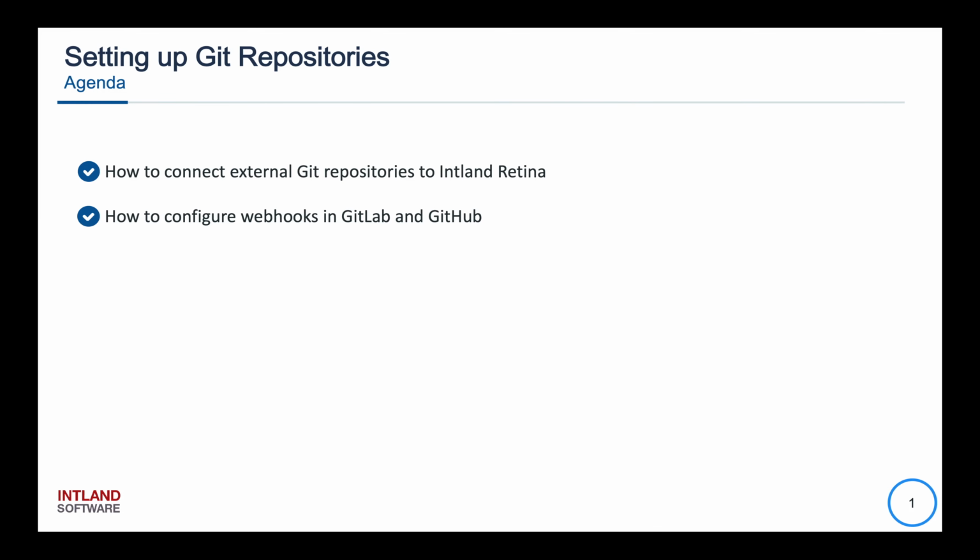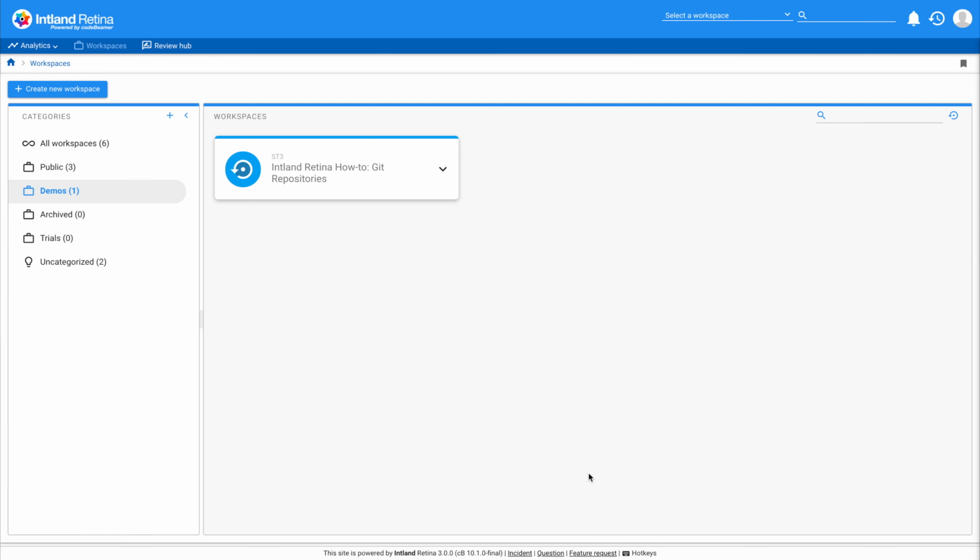In this video, I'm going to show you how you can work with Git repositories in Intland Retina. I'm going to walk you through how to connect external Git repositories to Intland Retina and how to configure webhooks in GitLab and GitHub. I'm already in Intland Retina's Workspace browser.